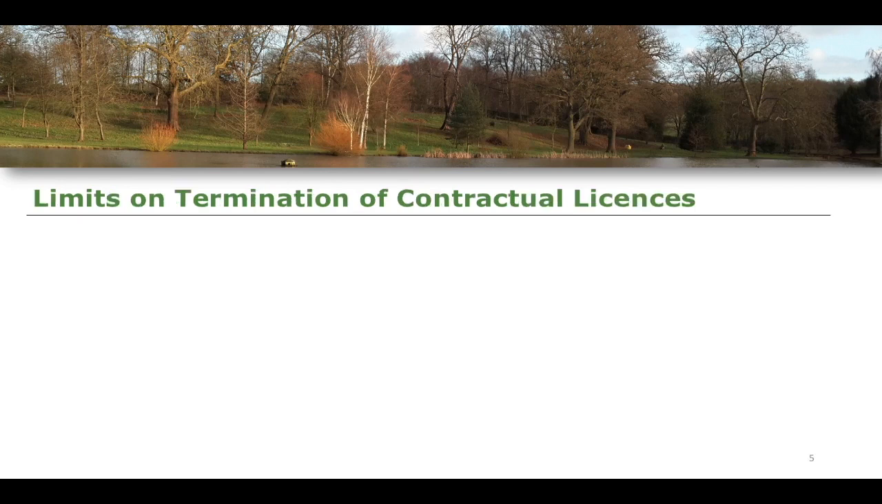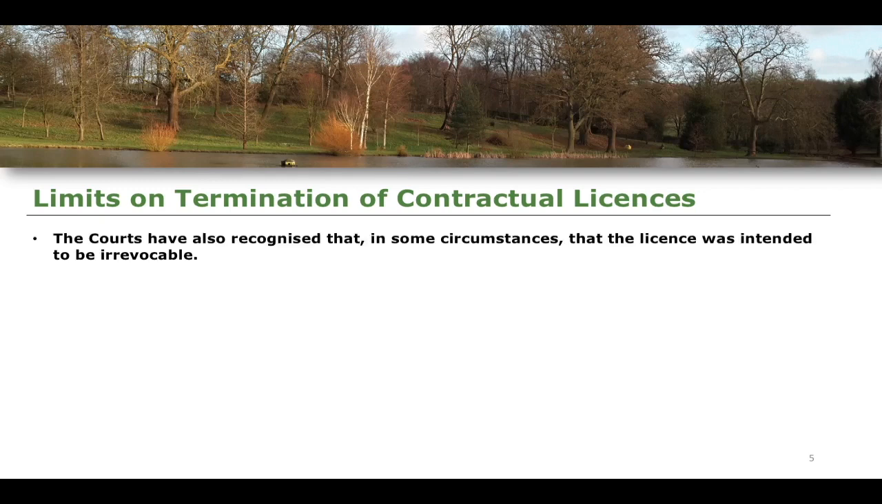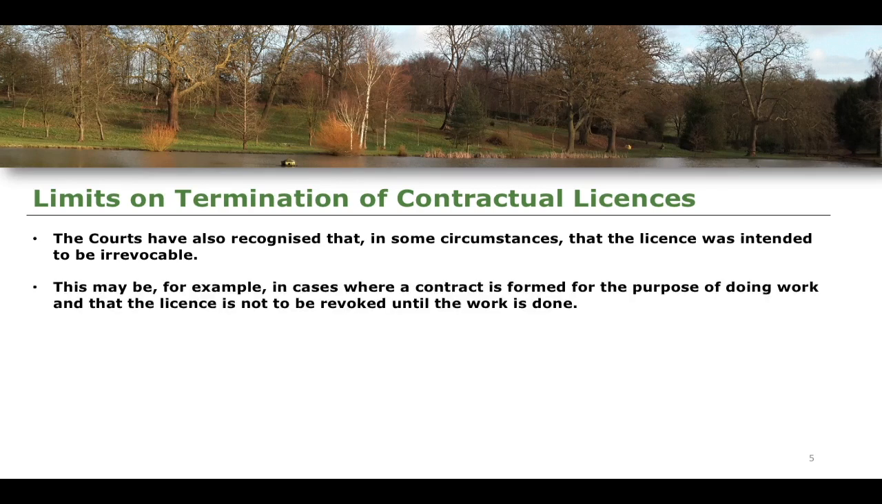There are, of course, limits on the termination of a contractual license. The courts have recognized that in certain circumstances, a license was intended to be irrevocable, that you cannot revoke a license in a contractual arrangement. For example, in cases where a contract is formed for the purpose of doing work, and the license is not to be revoked until that work has been completed.